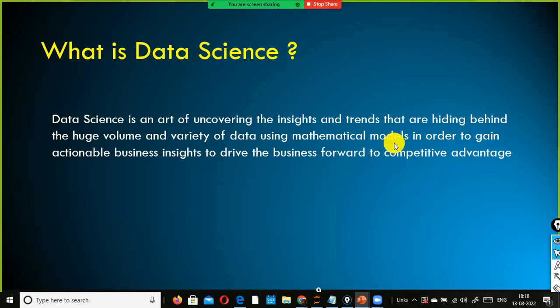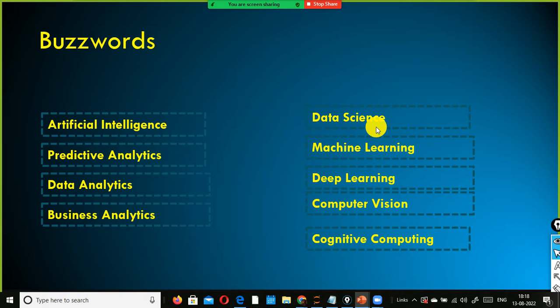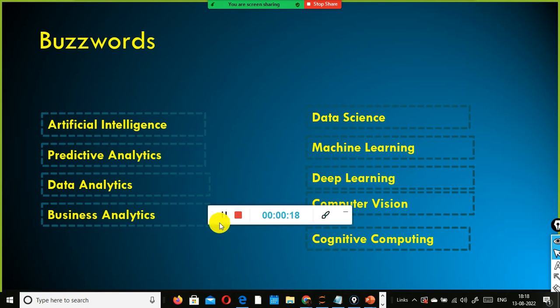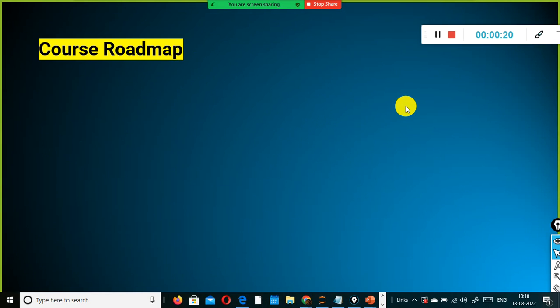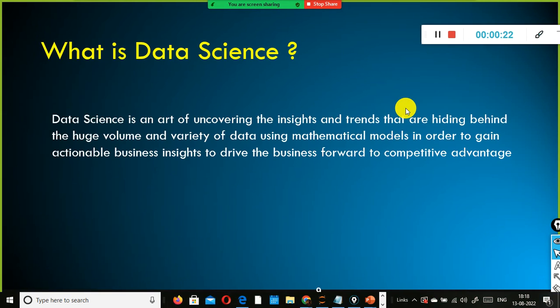I don't know how many of you attended Power BI. Power BI is a data visualization tool, and it is a self-service business intelligence tool. Even Tableau and QlikView, right? These are tools that are helpful to create reports and dashboards.